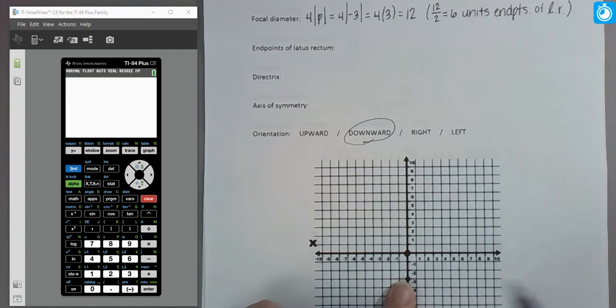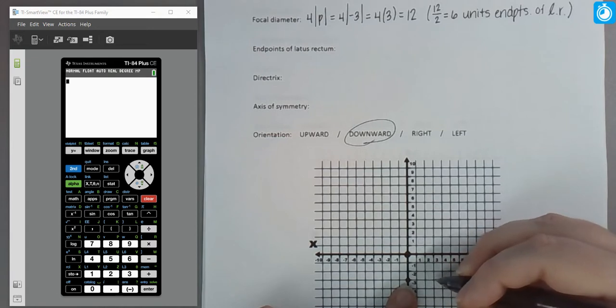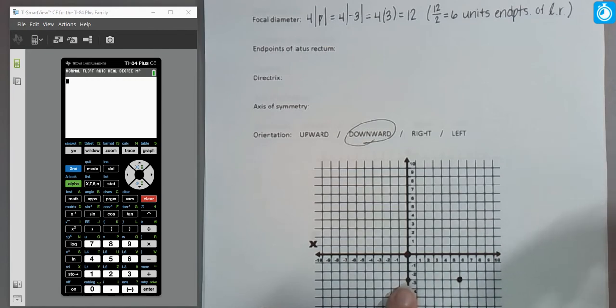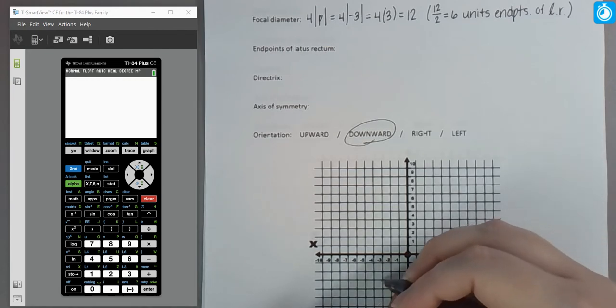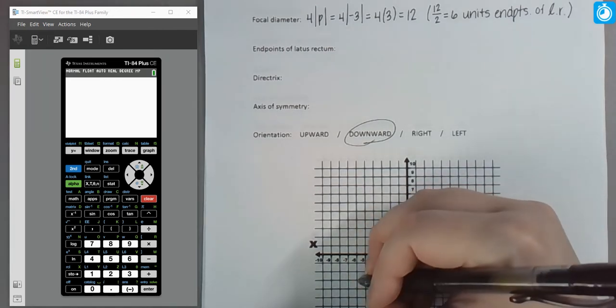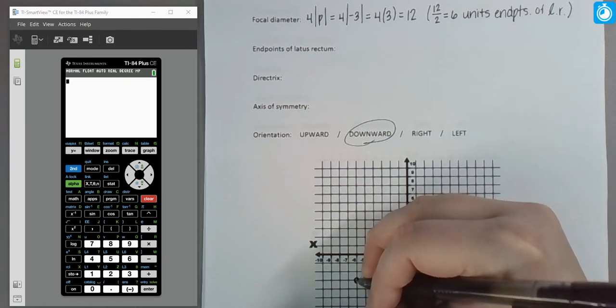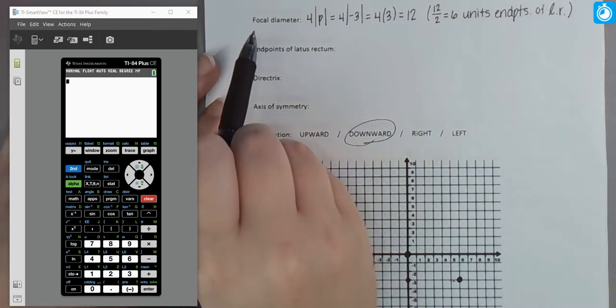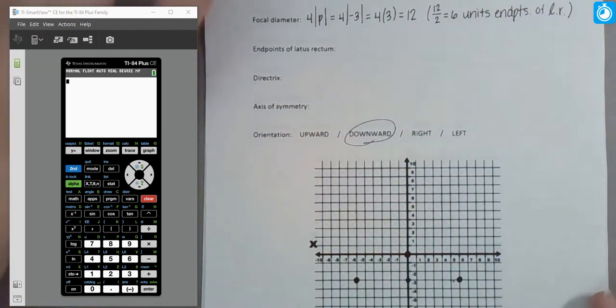So 6 units to the right would take us 1, 2, 3, 4, 5, 6 to one endpoint, an actual point on our graph, and then 1, 2, 3, 4, 5, 6 units to the left to take us to the other endpoint, and again another point on our graph. Notice the total distance from one endpoint to the other is a total of 12 units, which is referred to as our focal diameter.